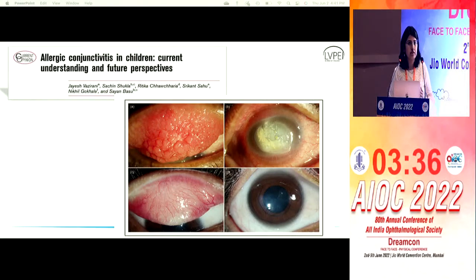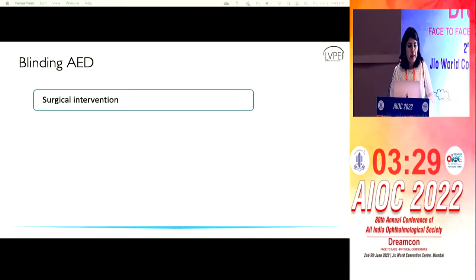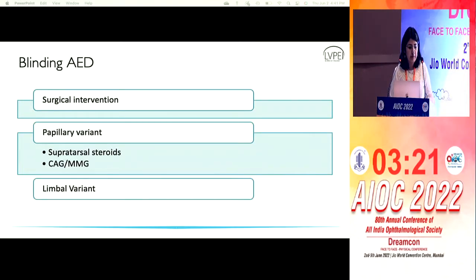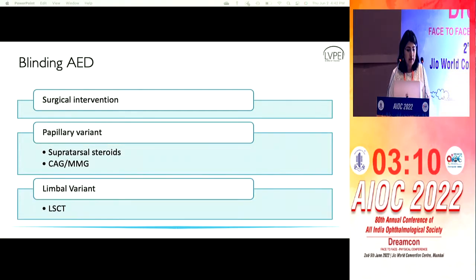this case, which is a case of atopic keratoconjunctivitis, which was also treated with a combination of oral steroids and cyclosporin. Blinding disease, in addition to the topical therapy and systemic therapy, also requires surgical therapy. So in the papillary variant, where there are giant papillae, supratarsal steroids are administered, or in, again, very severe cases, shave excision with conjunctival autograft and mucous membrane grafting can also be done. When there is limbal stem cell deficiency, the treatment of choice is limbal stem cell transplant.